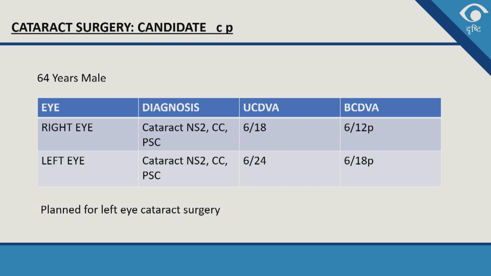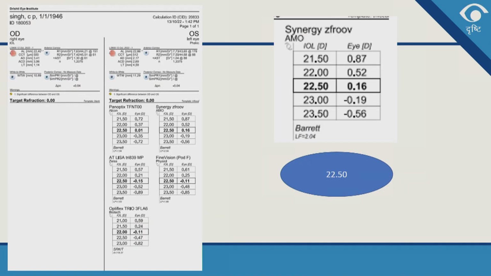This is a 64-year-old male diagnosed with cataract in both eyes, and the patient is planned for left eye cataract surgery. This is the biometry for this patient, and the implanted IOL is planned to be 22.5. We are planning a Synergy for this patient, and we are trying to calibrate the incision on a low IOP scale. The phaco will be performed. Over to Dr. Gaurav's OT, please.